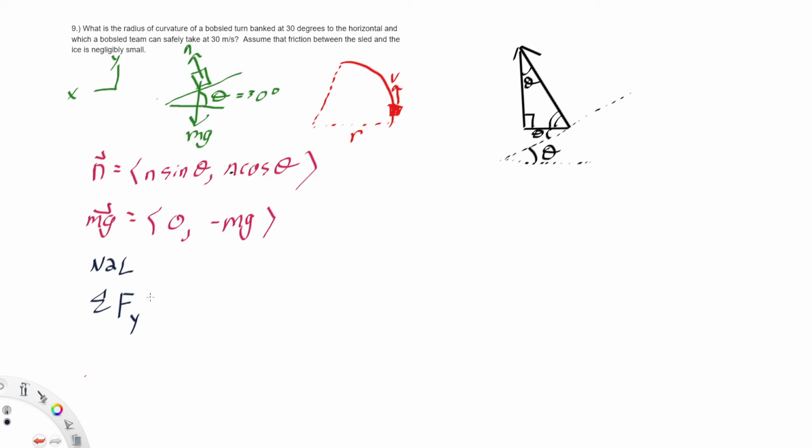Cool. So take sum of forces in the y direction, and we get N cosine theta minus mg. And we dearly hope that this is 0. Otherwise, we're going to have a really, really seriously injured bobsled team. So our normal force is going to be mg over cosine theta.